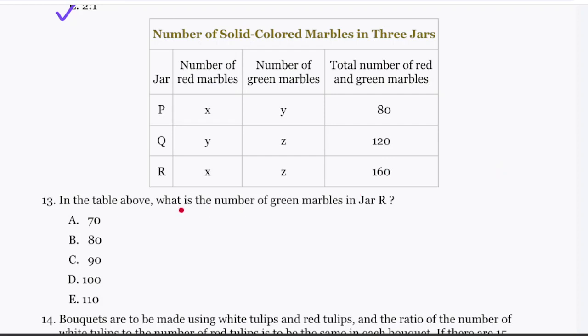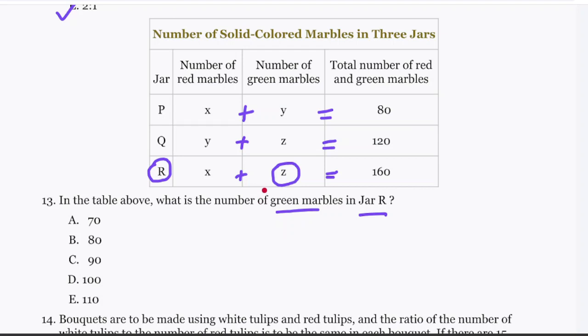Okay, let's see that. In the table above, what is the number of green marbles in jar R? Now, here is the jar R. The number of green marbles is Z. You have to find out Z actually. Now, the table gives the jar, number of red and number of green, the total number. So X plus Y is equal to 80. Y plus Z is equal to 120. And X plus Z is equal to 160, right?